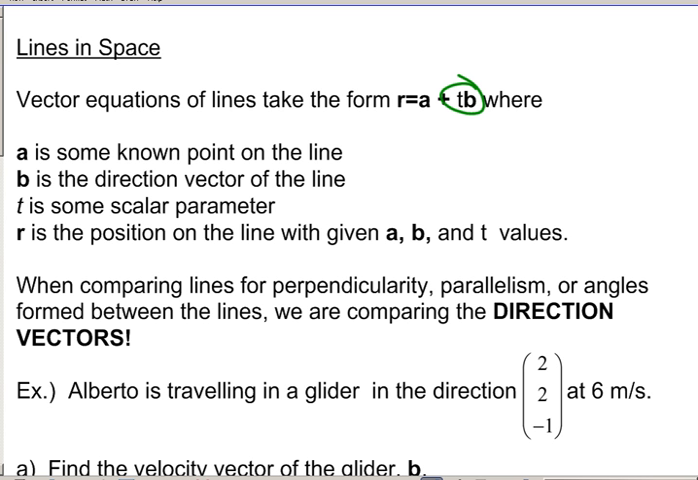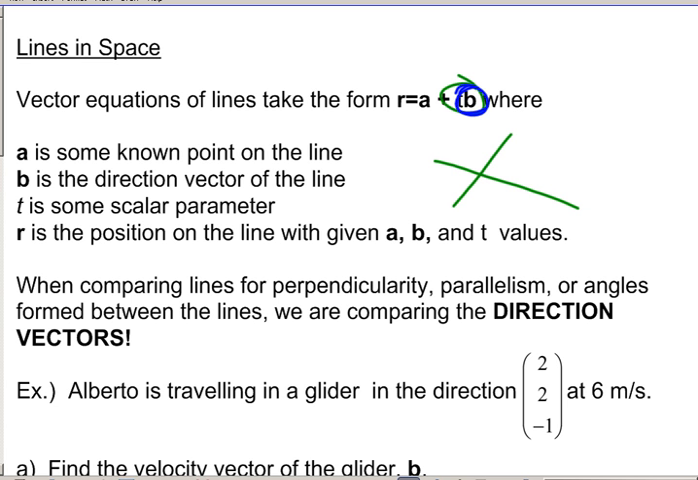When you want to compare lines for different properties, whether it be perpendicularity, parallelism, or angles formed between lines, say I've got these two lines, I'm comparing the directions in which they're moving. So I'm always going to be comparing this direction vector b.